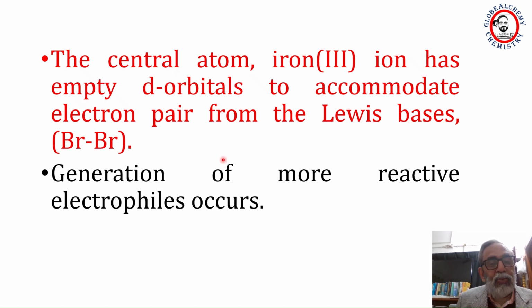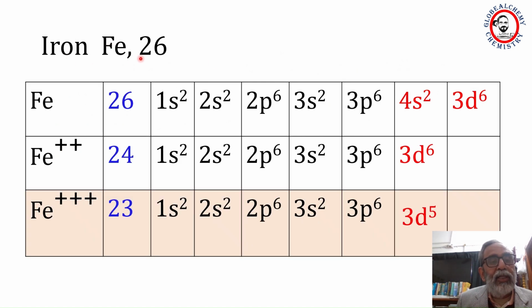And by this process, generation of more reactive electrophile occurs. This is the purpose of taking a Lewis acid. So we have to produce the more reactive electrophile or more powerful electrophile. For example, FeBr3 has empty d orbital that can accommodate electrons from the bromine.